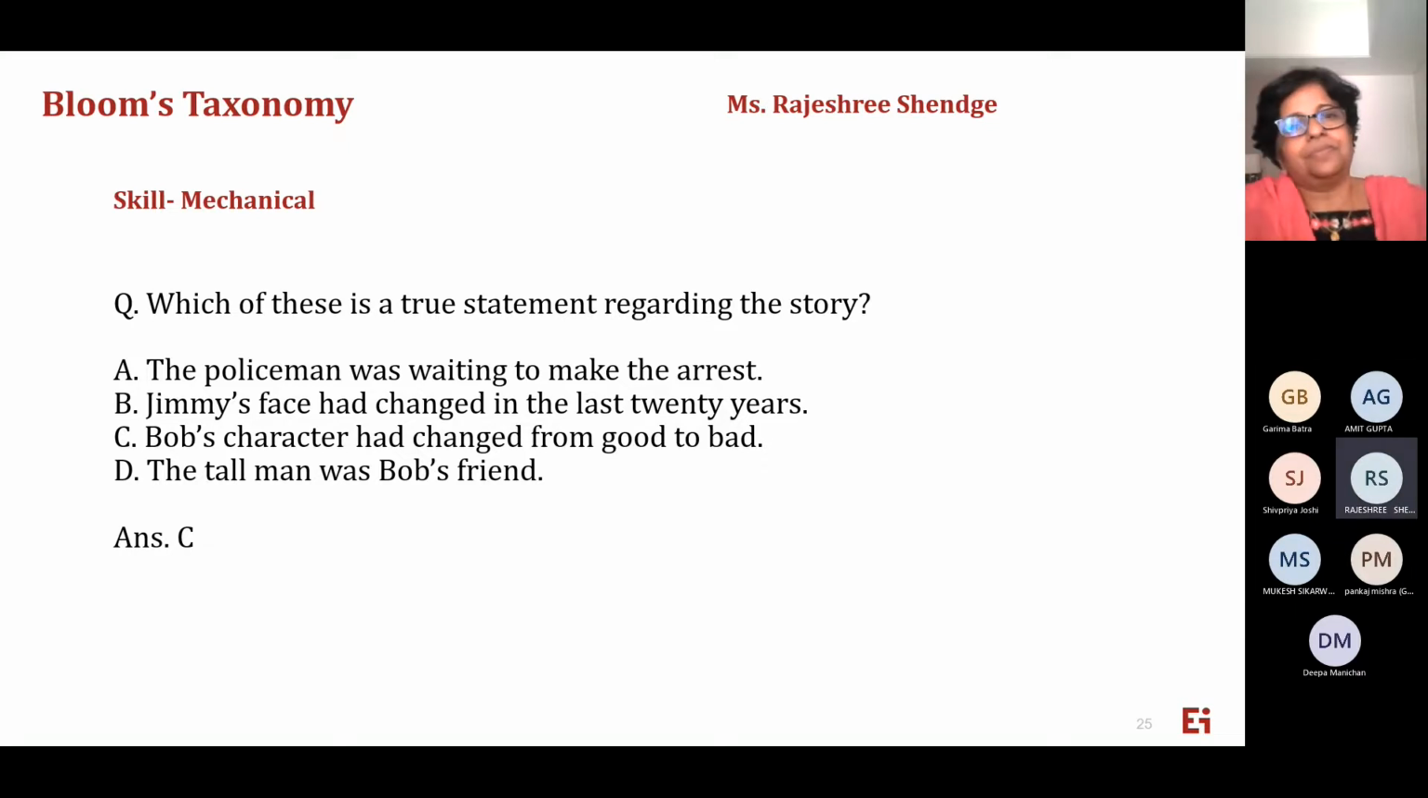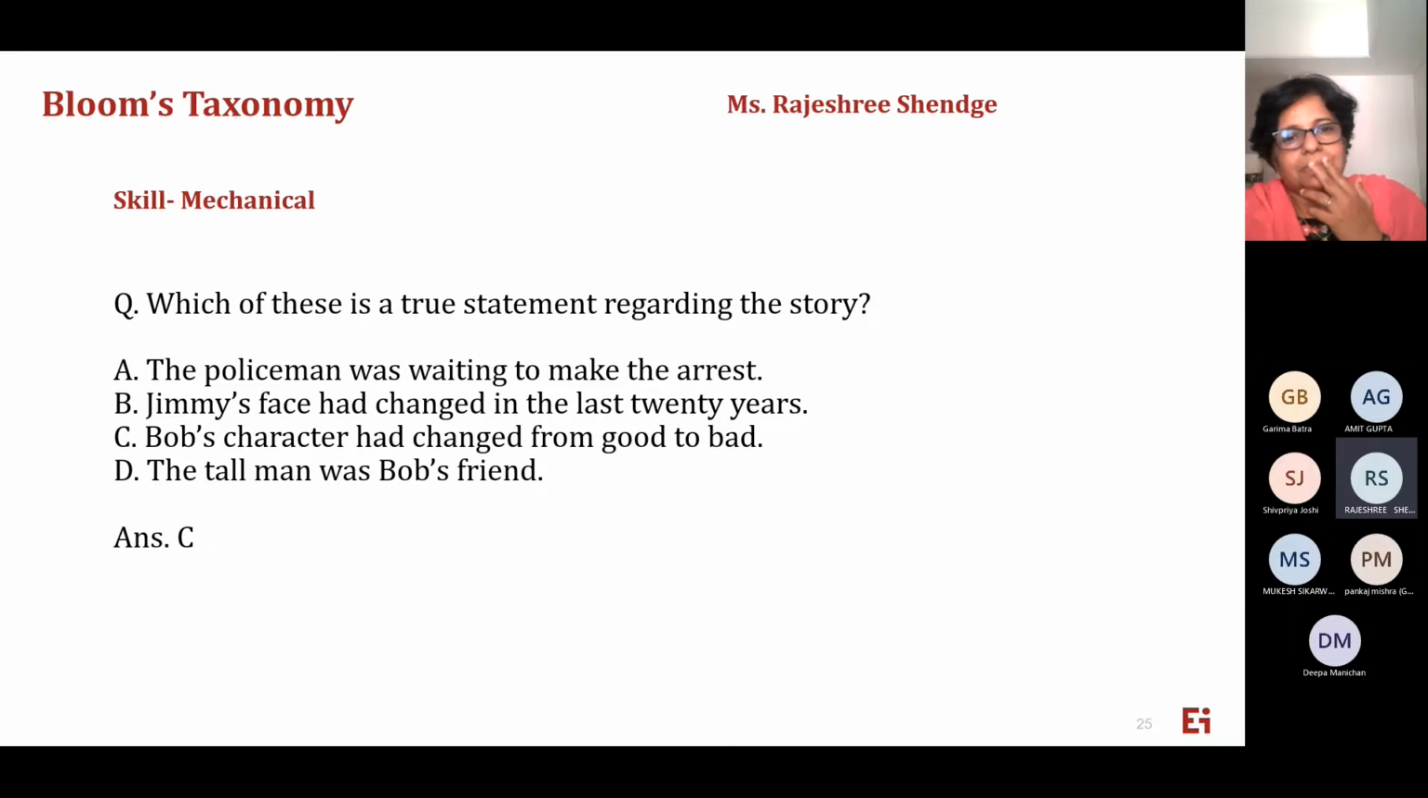I would like to read the question. Which of these is a true statement regarding the story? A. The policeman was waiting to make the arrest. B. Jimmy's face has changed in the last 20 years. C. Bob's character had changed from good to bad. D. The tall man was Bob's friend.